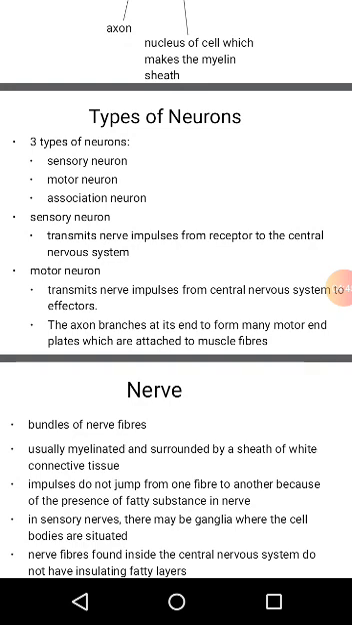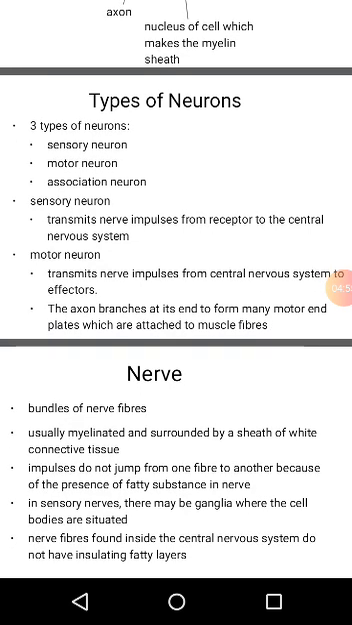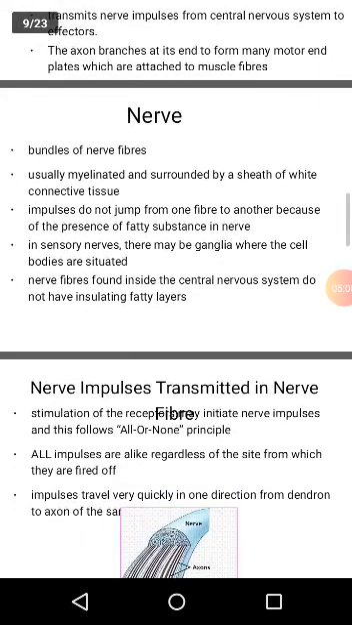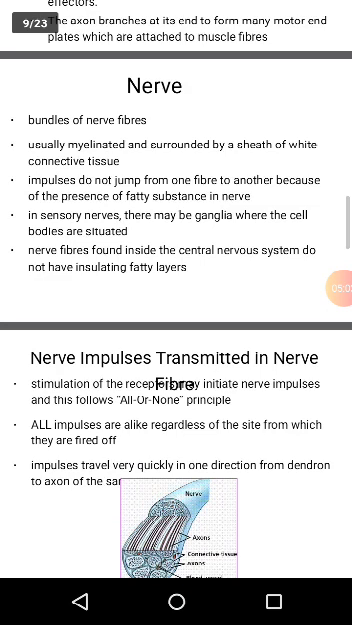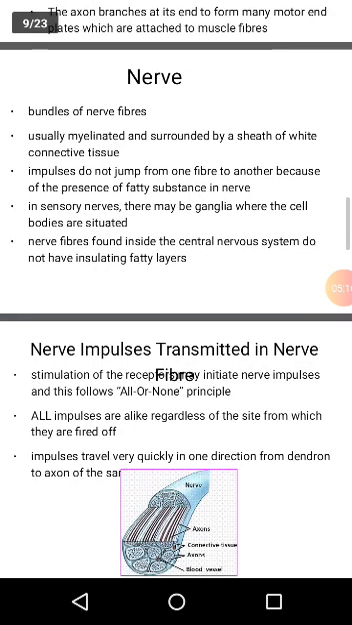The axon branches at its ends into motor end plates which are attached to the muscle fiber. So the axon gives out its branches at the motor end plates, which are attached to the muscle fiber. Now we are talking about nerve fibers. A nerve consists of a bundle of nerve fibers. These are very small, minute, thread-like fibers which are bundled together and surrounded by a sheath of connective tissue which protects them.